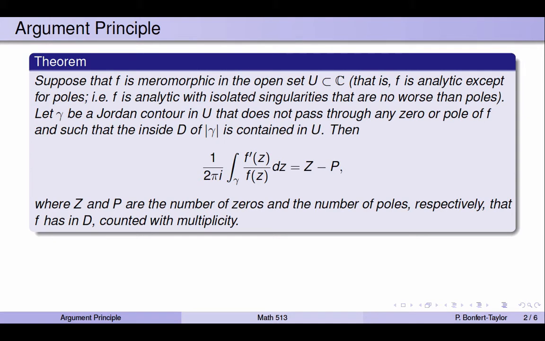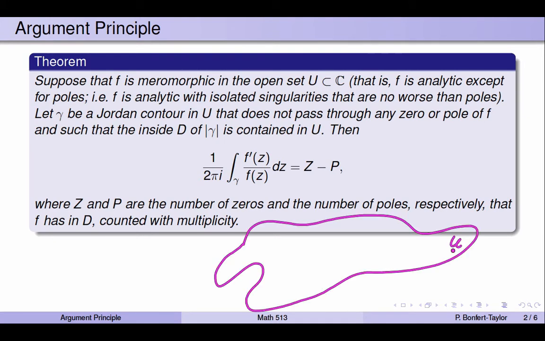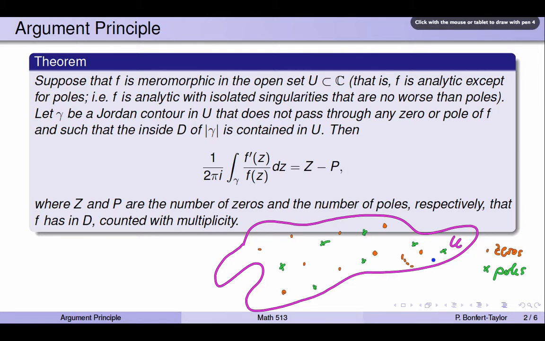Here's the theorem. Suppose F is meromorphic in an open set U. So that means F is analytic except for poles. Poles are isolated singularities, and so F is analytic with isolated singularities that are no worse than poles. So you cannot have essential singularities. In the picture below, I drew all the poles in green. So the green crosses are poles, and the orange dots are the zeros of F, which you also know are isolated in U. They cannot accumulate anywhere in U.